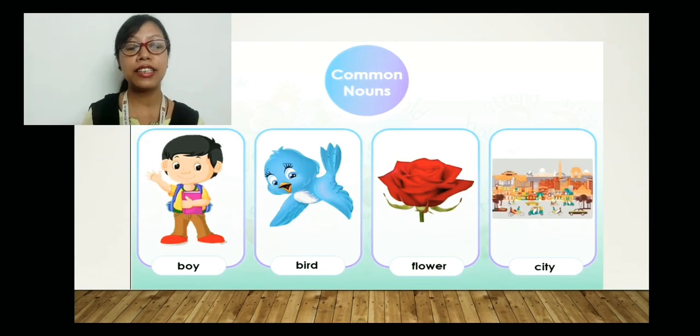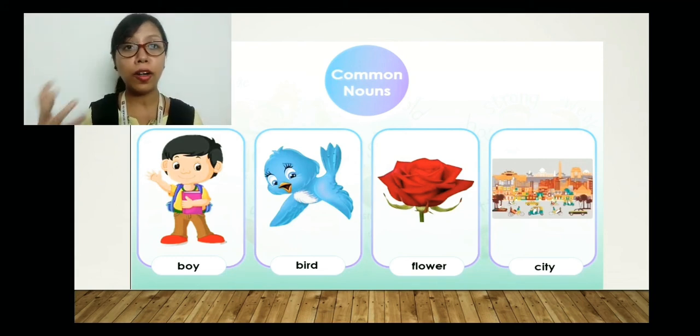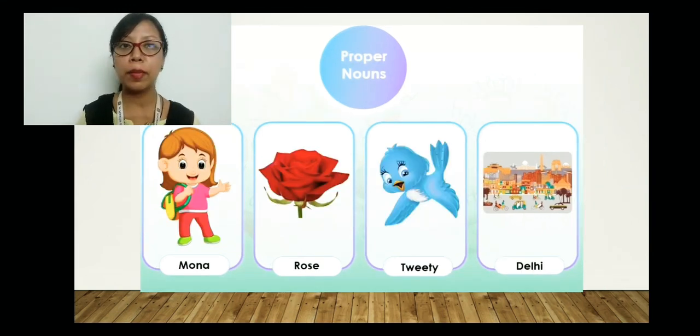Then the next one is city. If I say city, that means I am talking about all the cities that are present on our earth. I'm not pointing out one particular city, but I'm talking about all the cities that are present on the earth. Now this is the proper noun.